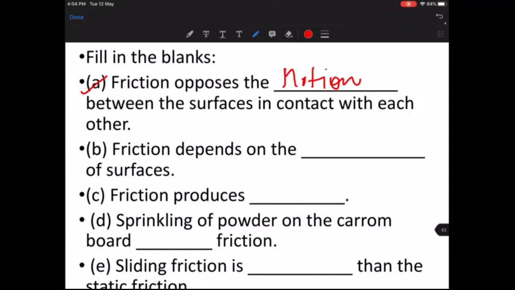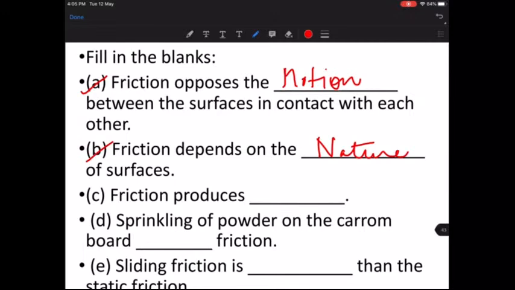Let's look at the second one. Friction depends on the dash of the surfaces. Friction depends on many things. Friction depends on the weight. The weight of the surface cannot be the answer. So friction depends on the nature of the surfaces. If it is smooth, friction will be very less. If it is rough, friction will be very, very high. So it depends on the nature of the surfaces.